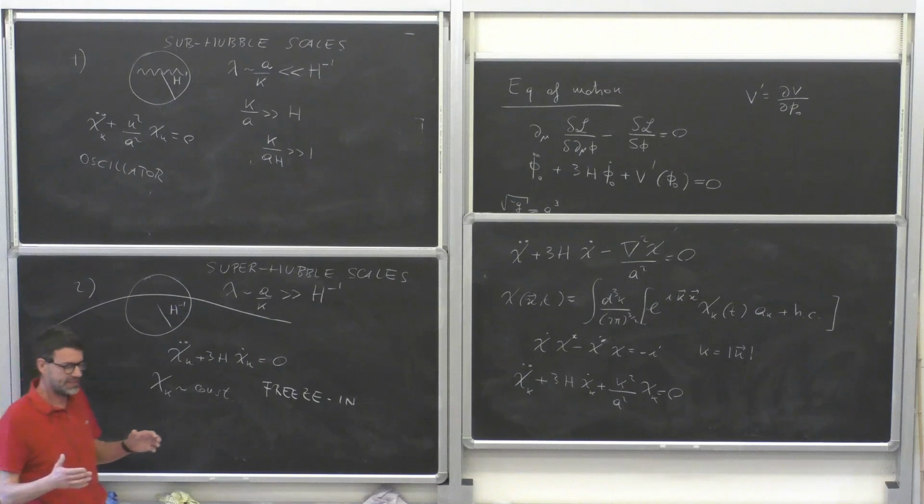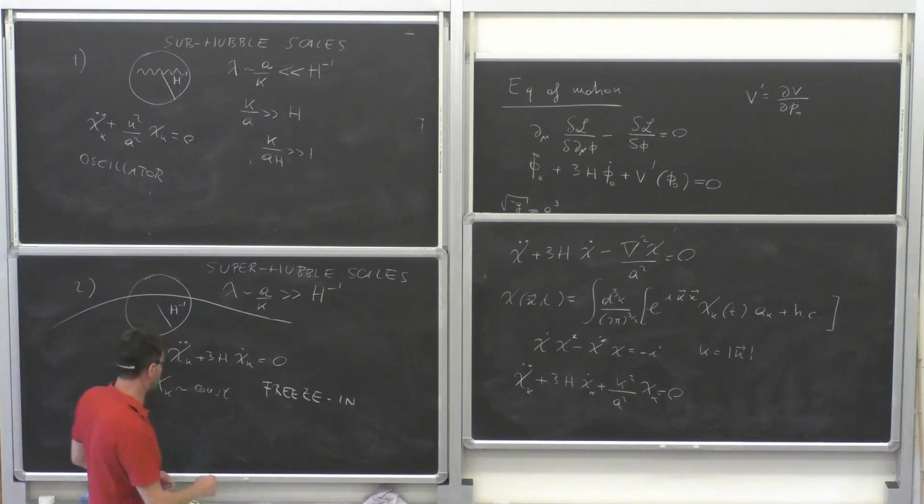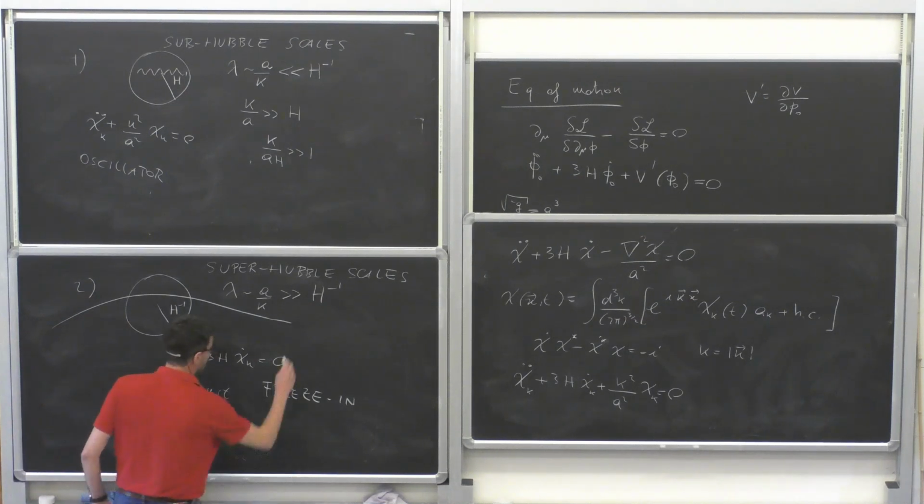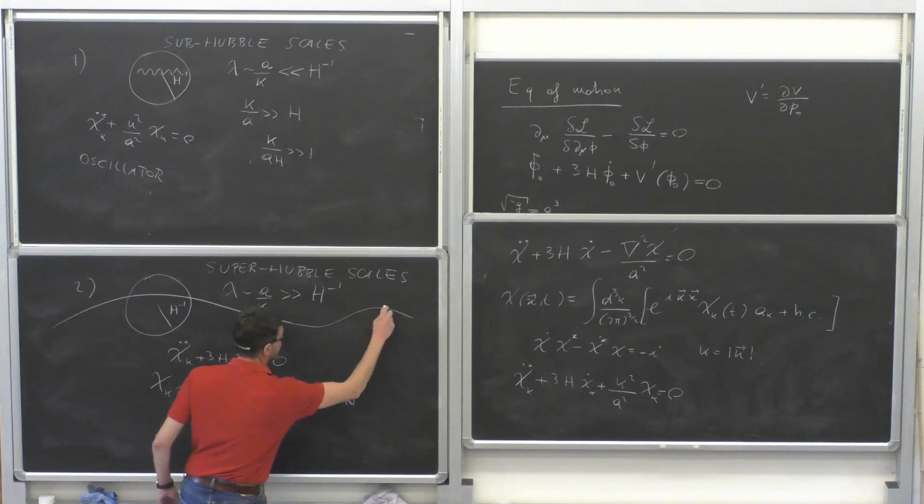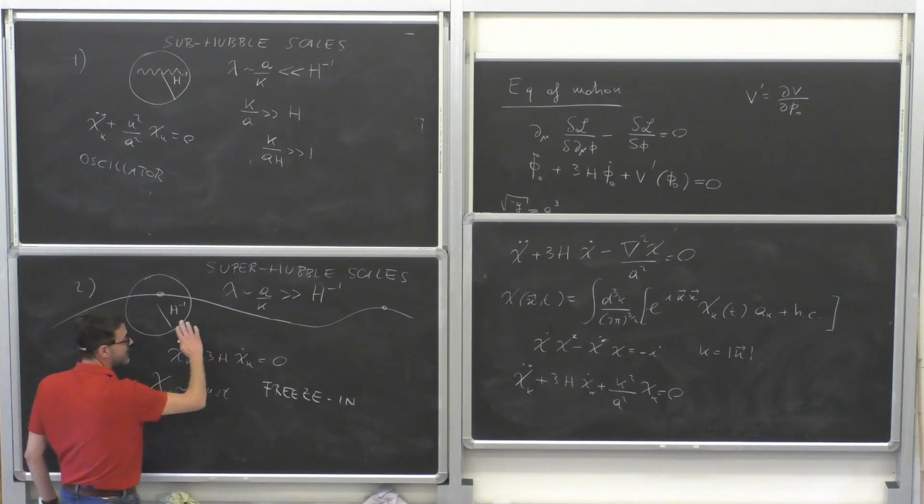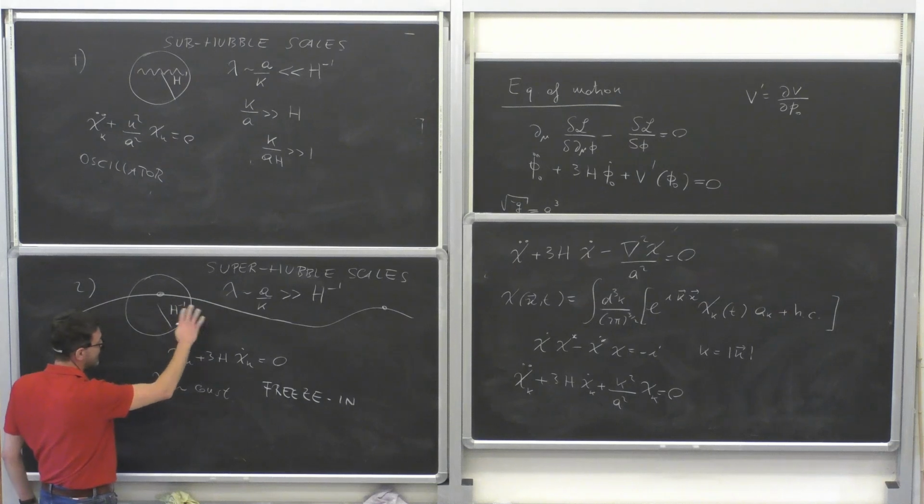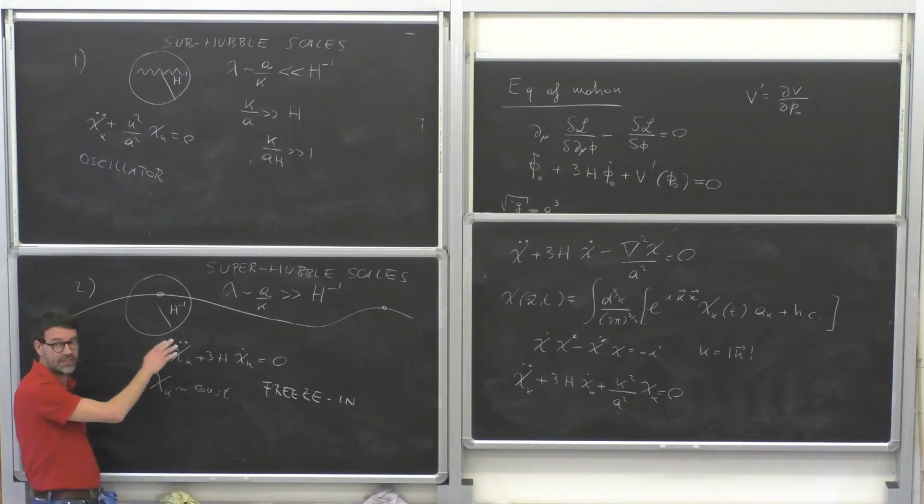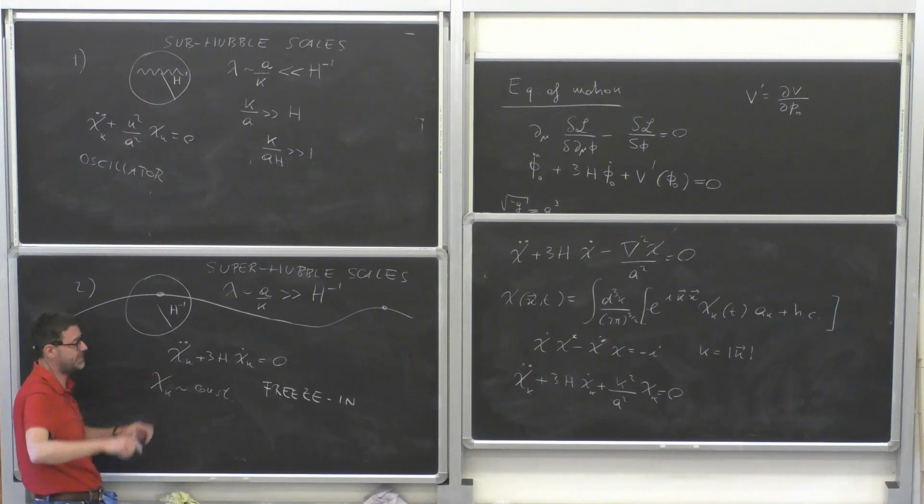Intuitively, you can understand it because, suppose that you have a maximum of the wavelength here and then another maximum here. These two points are separated by many Hubble radii, so they cannot talk to each other. So that's the reason why it freezes in and does not evolve in time anymore.